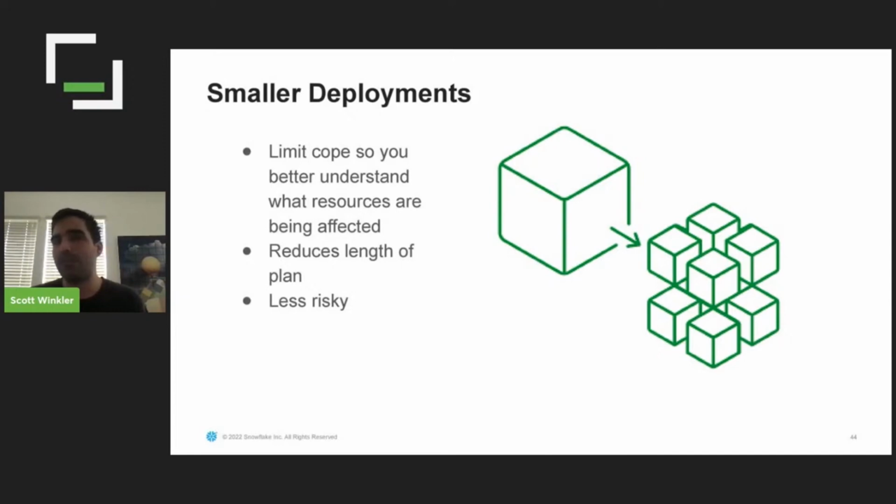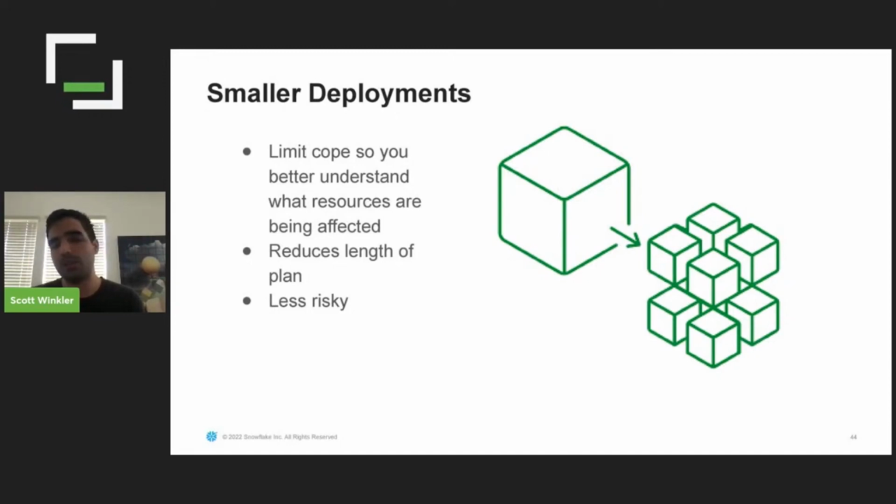The plan can be very slow. It can take 10 minutes sometimes just to generate the plan. And then it's making a lot of API calls to do the refresh operation. And it's also very risky because you're touching so much of your vital infrastructure. And so if anything goes wrong, it can be very difficult to get into a good state.